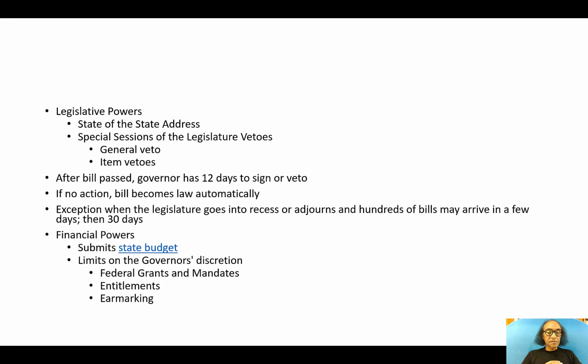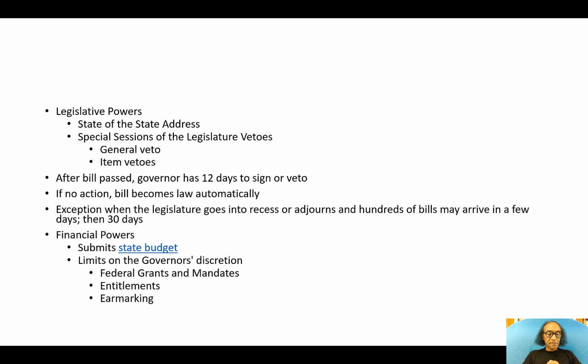The governor, of course, has veto powers, in much the same way as the president, except in some of the ways that the veto is exercised. It is a bit different. So after a bill is passed, the governor will have 10 days to sign or veto the bill, and if he takes no action, then the bill becomes law automatically, which is different from the national system. The exception is when the legislature goes into recess or adjourns, and hundreds of bills may arrive in just a few days, then you'd have 30 days to act on a piece of legislation.